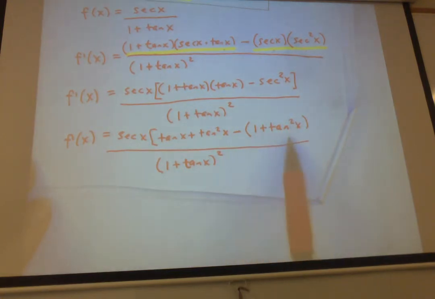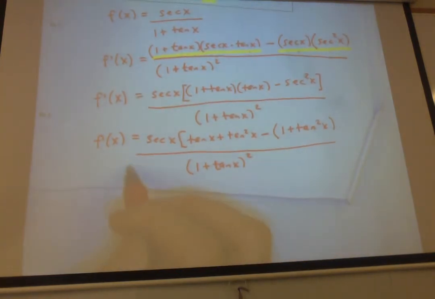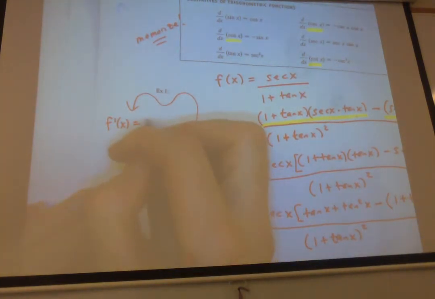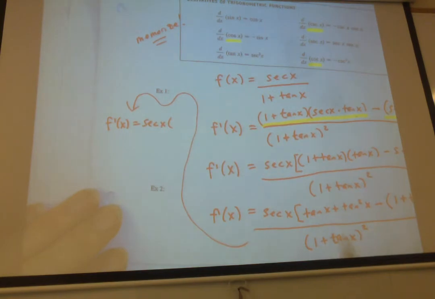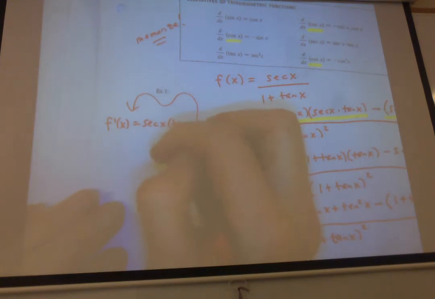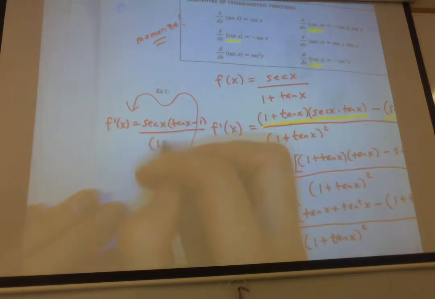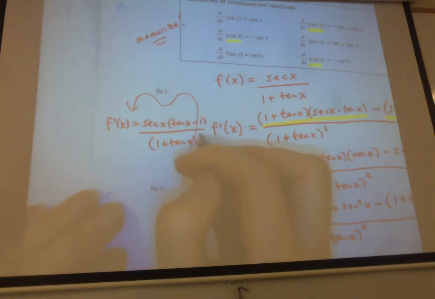Can I distribute the negative? Okay, and it looks like, would that positive tan squared x and negative tan squared x, would they cancel? Yes. Okay, so I'm going to go over to here. So it looks like I'm going to have a secant x times, I think I'm going to end up with a tan x minus 1, over the 1 plus tan x squared.